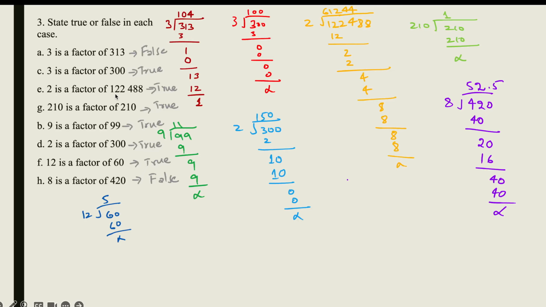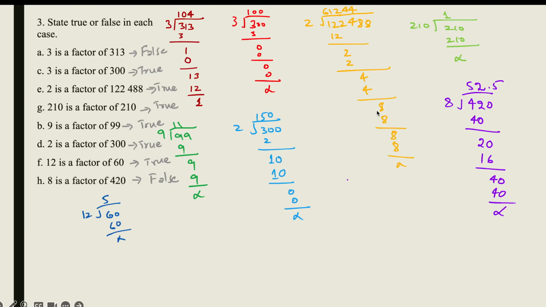Is 2 a factor of 12488? Again, we consider the first two digits in the number given here. So 2 into 6 is equal to 12. Then we bring down this 2, one digit at a time. 2 into 1 is equal to 2. Then we bring the 4 down. 2 into 2 is equal to 4. Then 4 minus 4 is equal to 0.